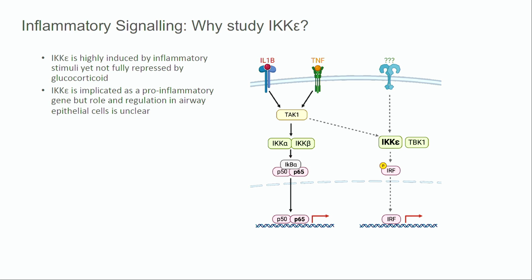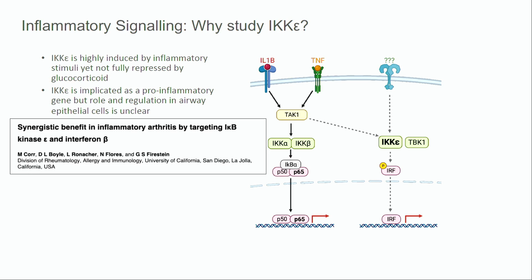So why do we want to study IκB kinase epsilon? IKKε is highly induced by inflammatory signaling, as I will show you later on, yet it's not fully repressed by glucocorticoids. And it is implicated as a pro-inflammatory gene in a lot of different cell types and diseases, but its role in regulation in airway epithelial cells is largely unclear.